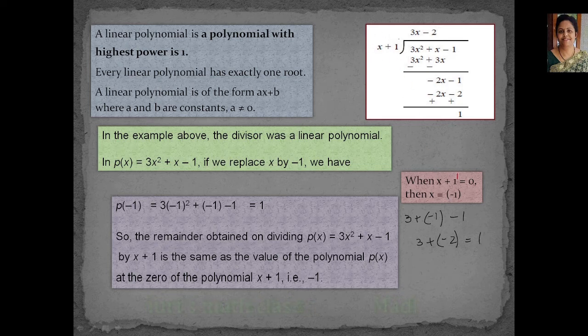So what is the zero of x plus 1? When x plus 1 is 0, then x is equal to negative 1. So the zero of x plus 1 is negative 1. So here the remainder is the same as the value of the polynomial at the zero of x plus 1, that is, the zero of the divisor.